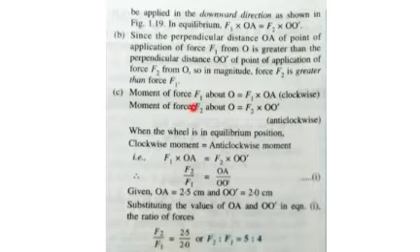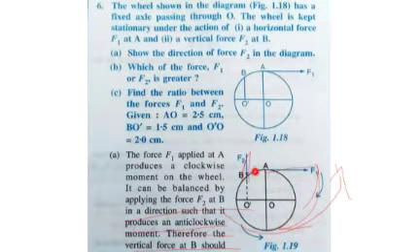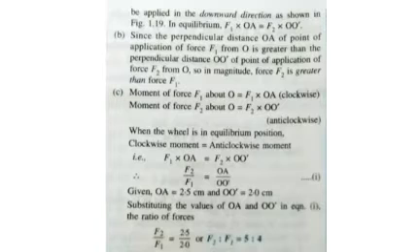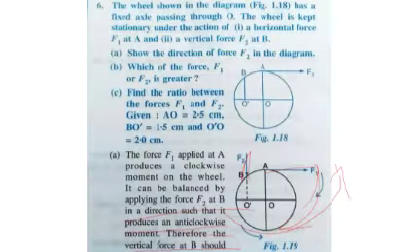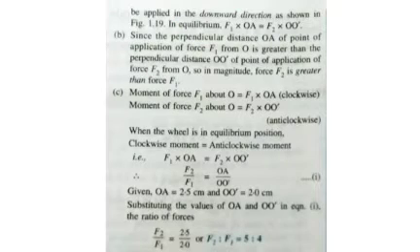Now part C. The moment of force F1 about O is F1 into OA, and that is clockwise. The moment of force F2 about O is F2 into OO', and that is anti-clockwise. See here, F2 into OO', right? When the wheel is in equilibrium, clockwise moment is equal to anti-clockwise moment. So F1 into OA equals F2 into OO'. So F2 upon F1 is equal to OA upon OO'. We have named this equation first.